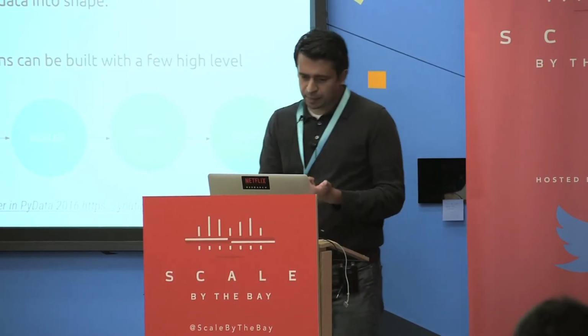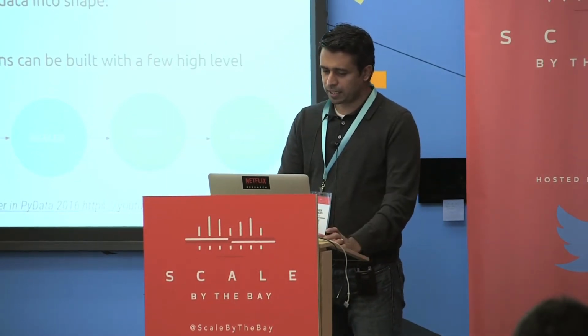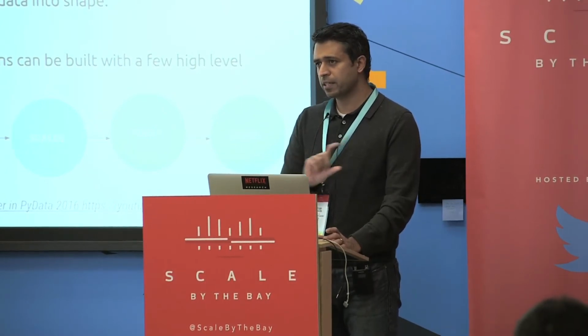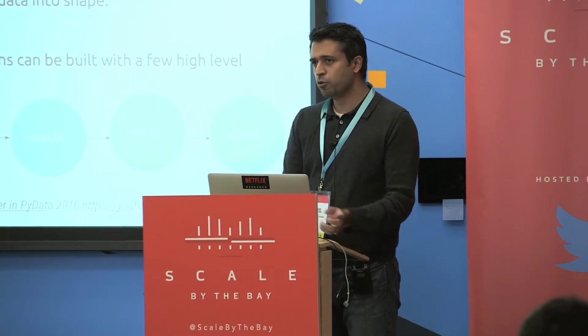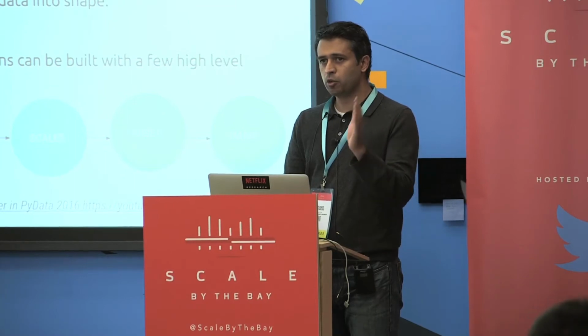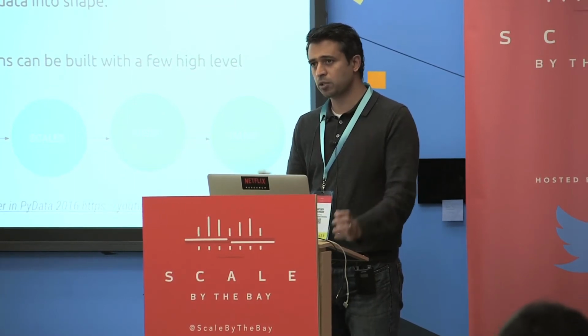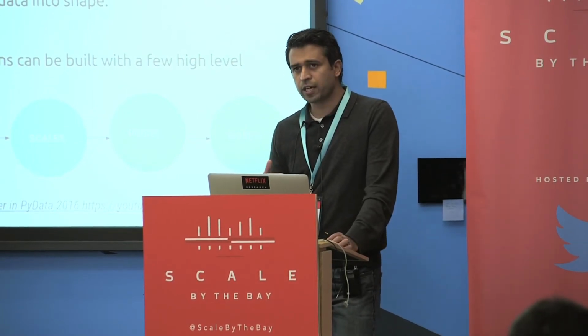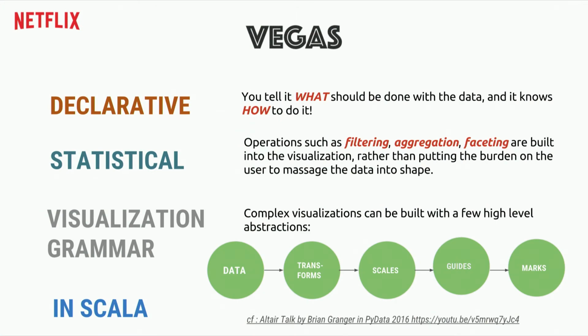And the other part that Vegas provides is statistical operations. The main thinking here is your data is present in a tabular format, and then you usually just tell Vegas what dimension or what column of the data you want to be the x-axis, and what you want to be the y-axis. And in addition to that, there are also statistical operations like filtering, aggregation, facetting. I'll talk about what facetting is in the next few slides. So it has support for statistical operations.